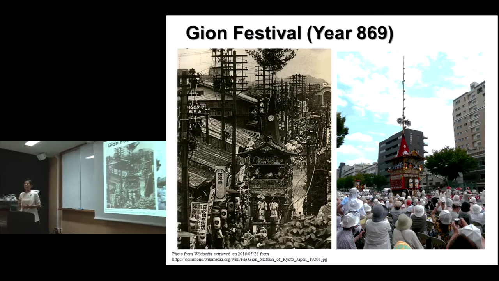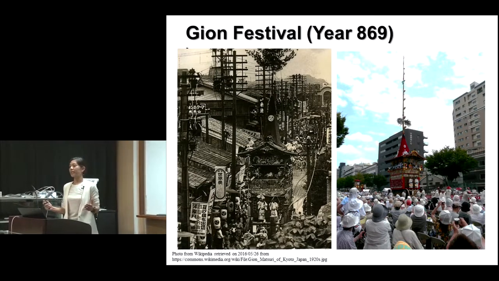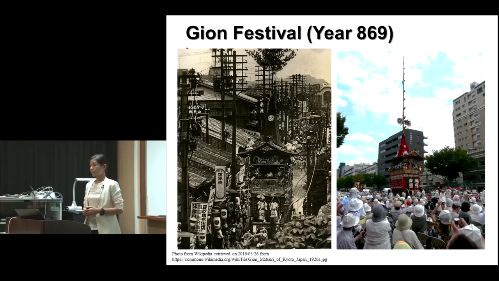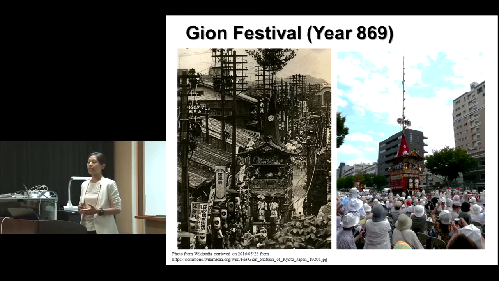Also, the timing of Gion Festival, the fact that it's typically held in mid-July, just right before the summer, is also for people to pray to stop the annual peak of diarrhea and dysentery.